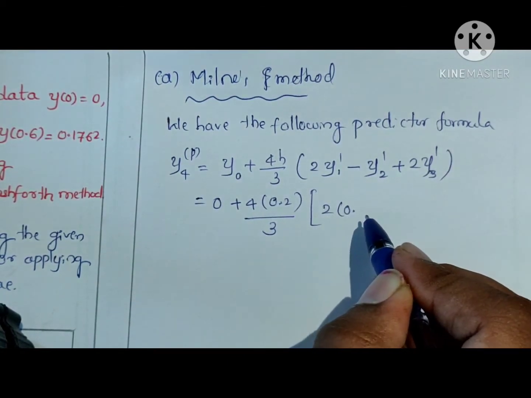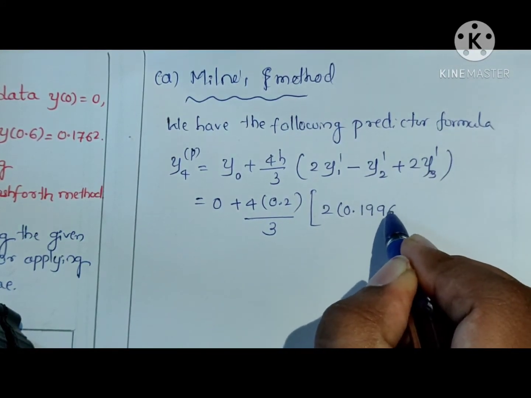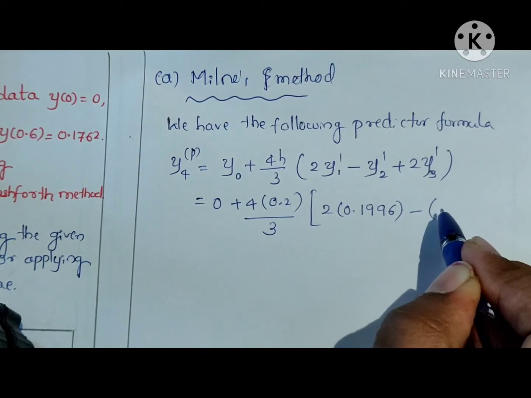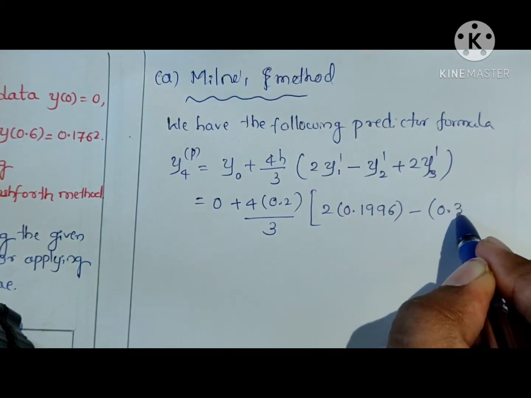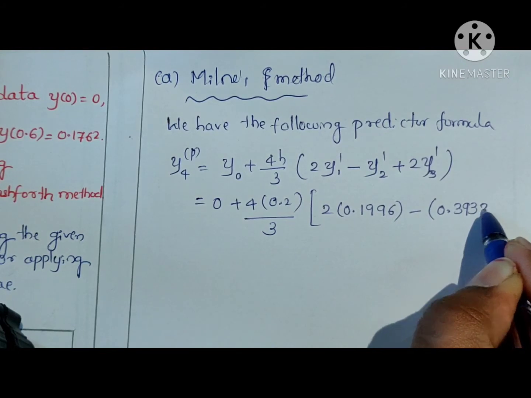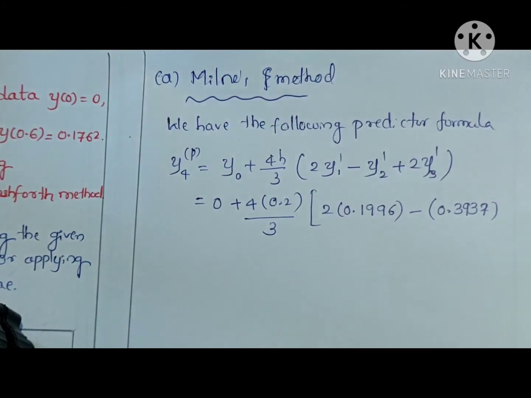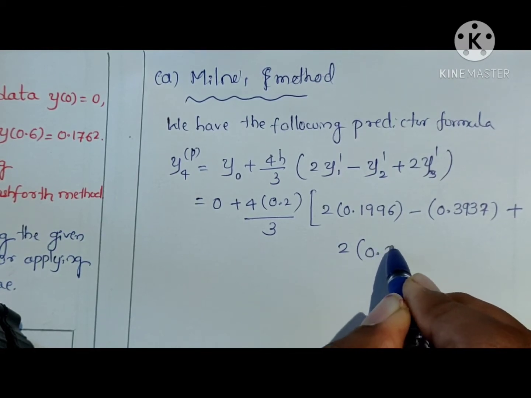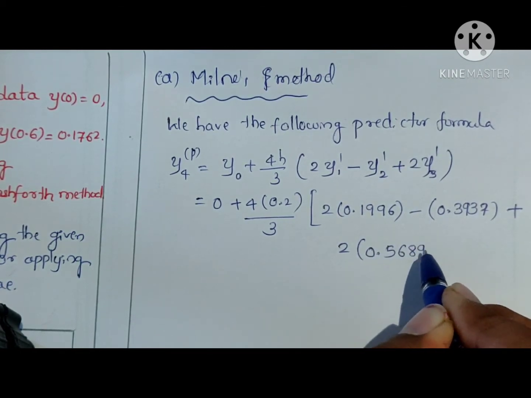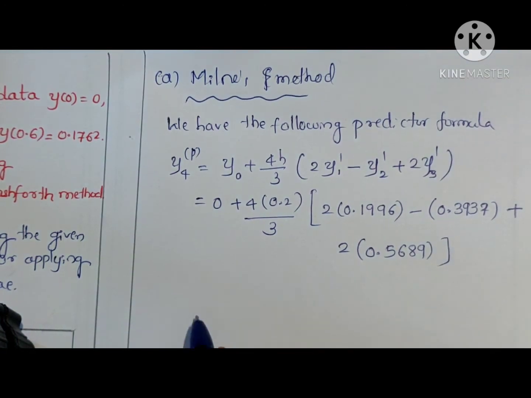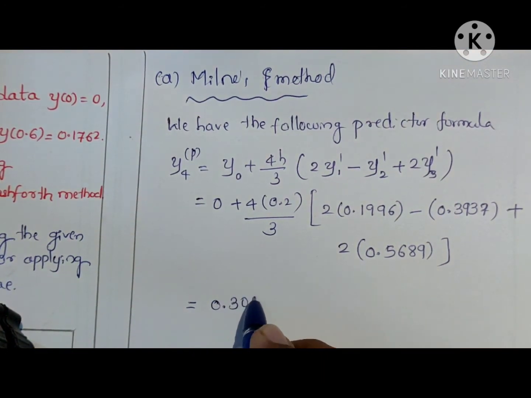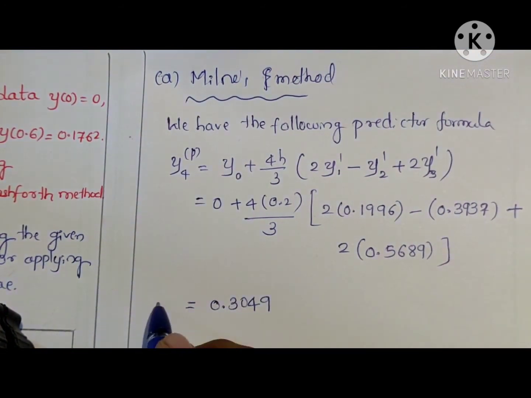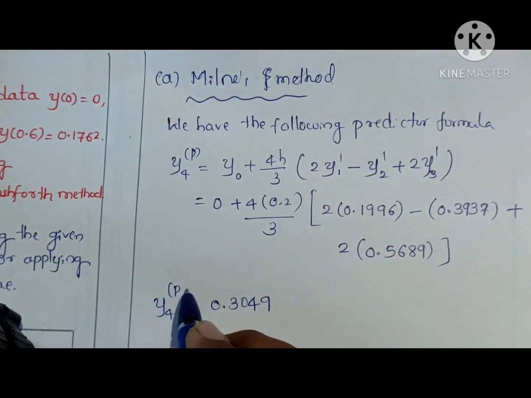Just observe the table. y1 dash is 0.1996 minus y2 dash. y2 dash is 0.3937 plus 2 times y3 dash. y3 dash is 0.5689. Just simplify it, you will get 0.3049. This is y4 of p.